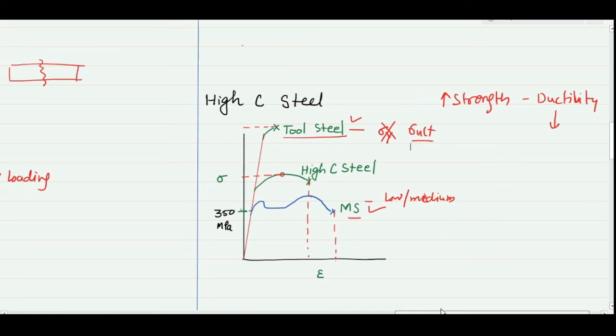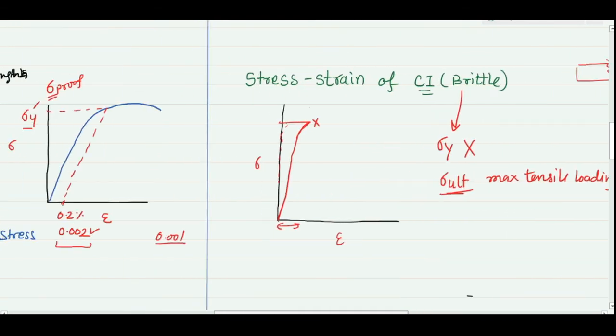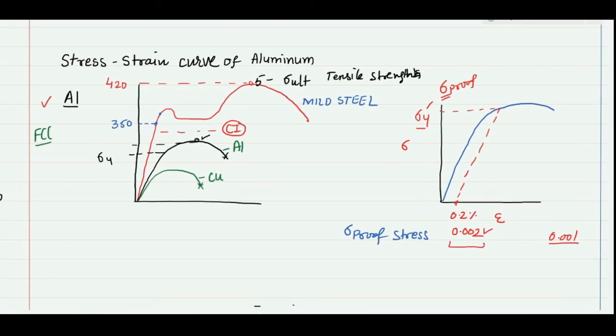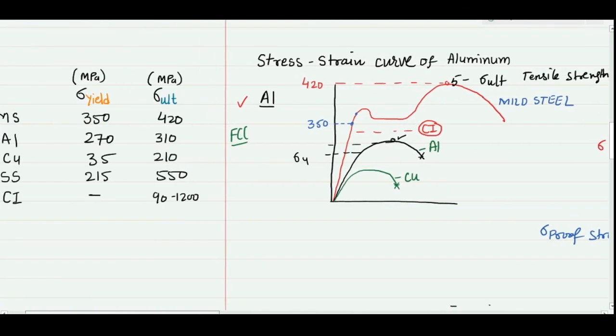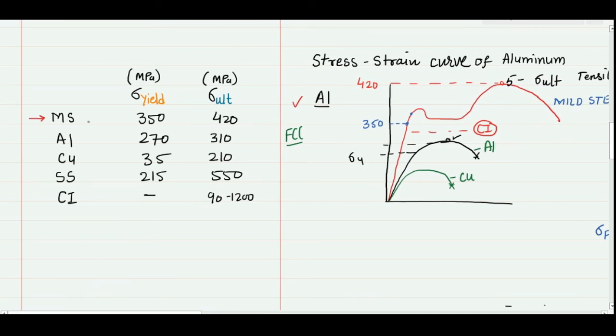Here we have seen the stress strain diagram for steel, cast iron, aluminium, as well as for the mild steel. And here is the summary, so you can see here that the mild steel is having 350 and 420, aluminium 270, 310, copper, stainless steel, and the cast iron. In case of cast iron, we are not having any yield strength. We are only having the ultimate strength, and the range of ultimate strength is from 90 to 1200.